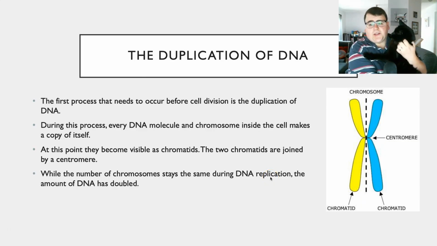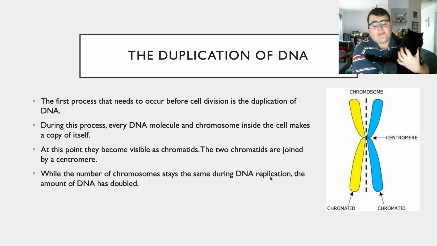So duplication of DNA is referring to DNA replication. DNA replication is always the first process that needs to occur before cell division takes place. When DNA replication takes place, every DNA molecule and chromosome inside the cell basically makes a copy of itself. At this point, they become visible as chromatids, and the two chromatids are joined together by a centromere.